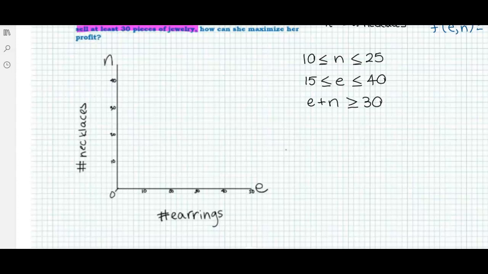When I graph n between 10 and 25, there's 10, 25, let's see, 22, 24, 26, 28. So 25 would be right here in the middle. And it's shaded in between. It's shaded above 10 but below 25. Now we'll do the same with the earrings. We have one at 15, 12, 14, 15 would be right here.